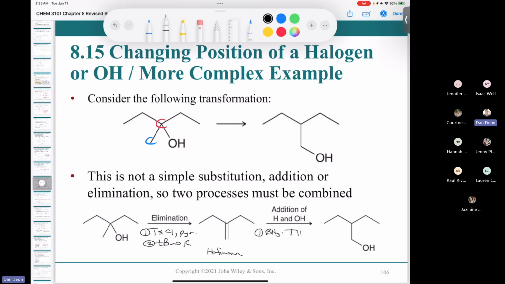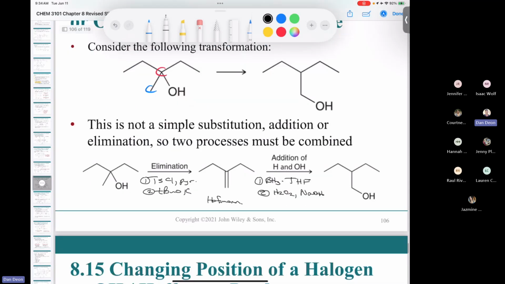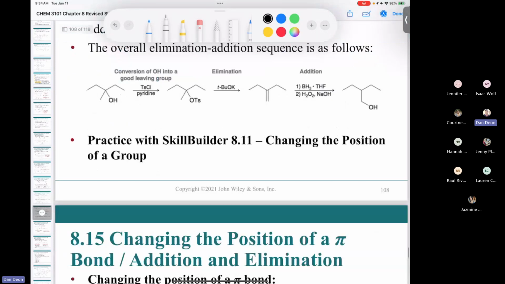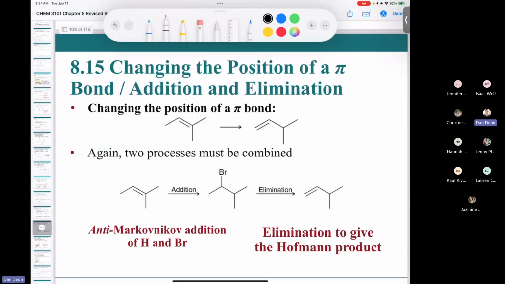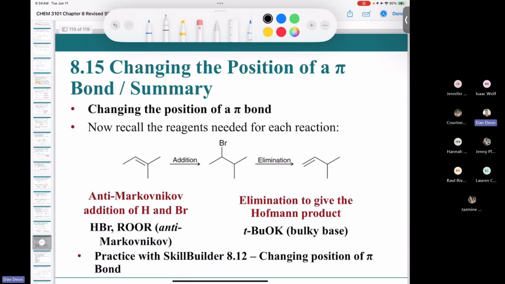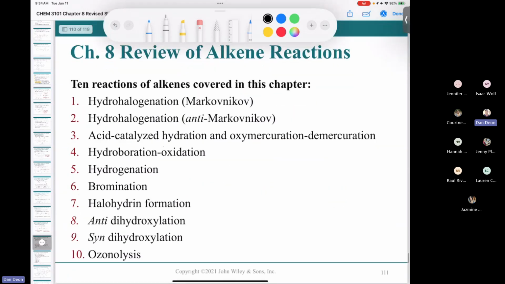And then if you want to do an anti-Markovnikov addition of water, then you would have to use borane and THF followed by, well, they always put the peroxide first, so hydrogen peroxide and sodium hydroxide, like that. And again, the only way you can do this is by knowing your reactions very, very well. So we've covered Markovnikov, anti-Markovnikov, Hofmann, Zaitsev, all this stuff has been covered in detail.